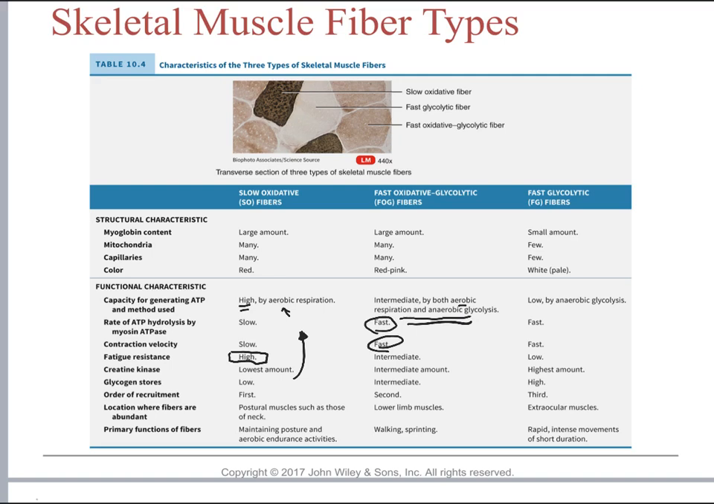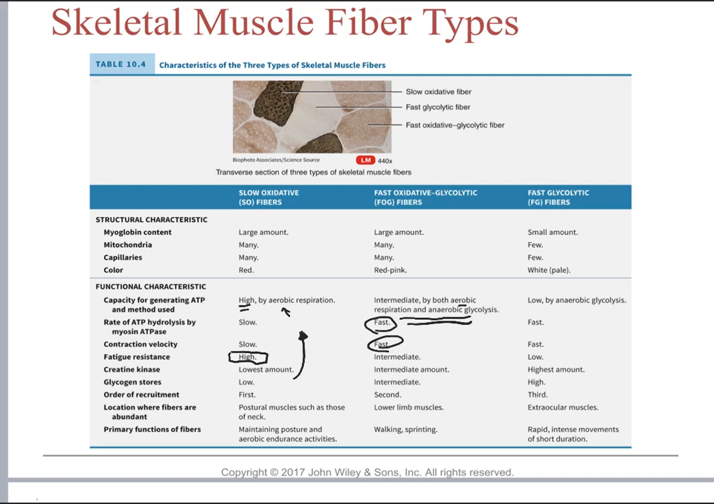Order of recruitment, second. Where are we going to find these? Arms, shoulders, legs, lower limbs, right? We're going to find this for walking, sprinting, so when we're moving at a relatively slow pace, or we need a quick burst of energy, so our sprinters here.